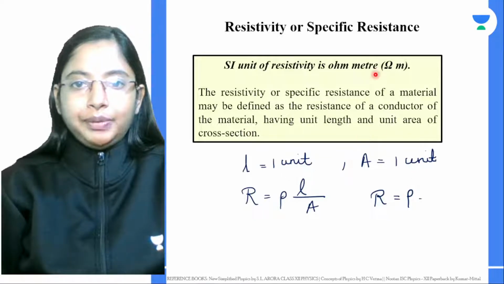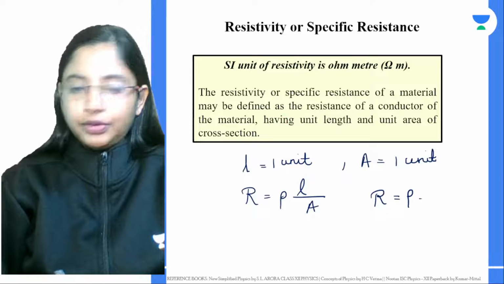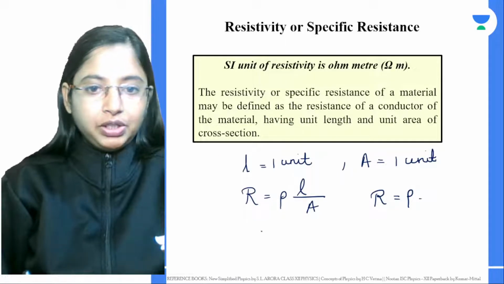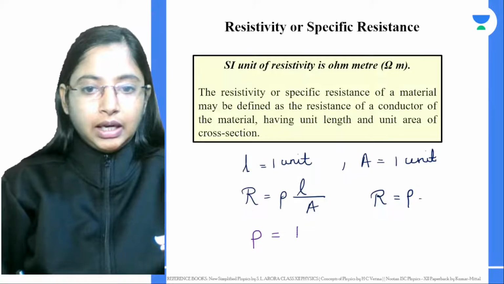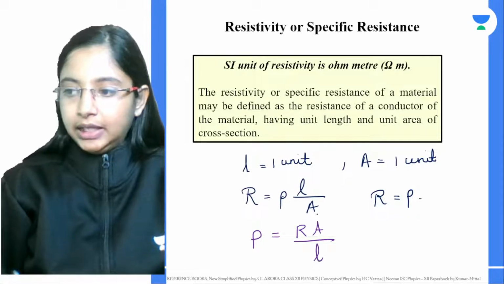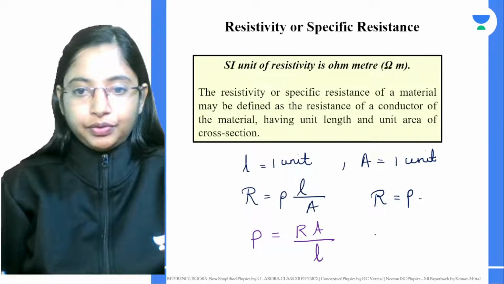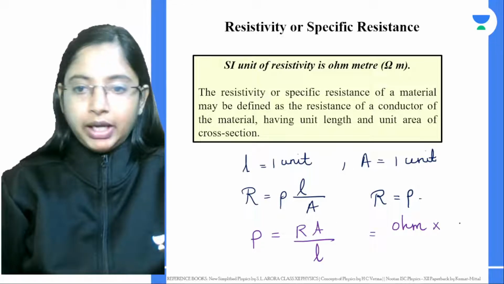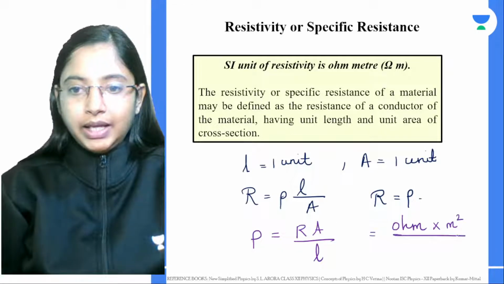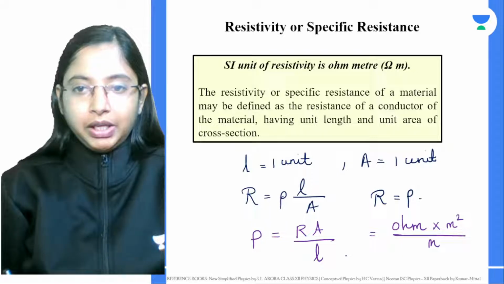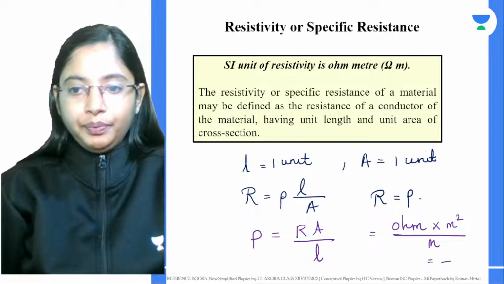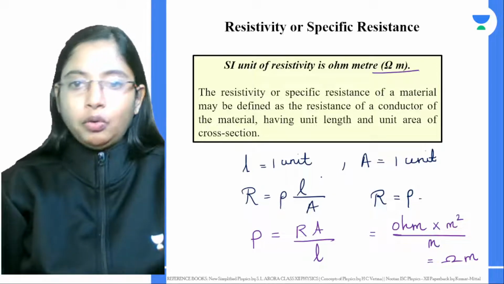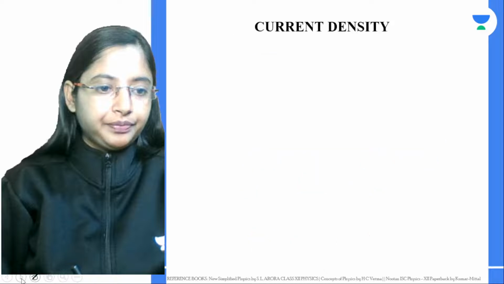Now what will be the SI unit of resistivity? It's very simple to find. From here, rho will be equal to R into A by L. For the SI unit of rho, resistance is given by ohm, area is given by meter square, and length is given by meter. From here you get the SI unit as ohm meter. Ohm meter is the SI unit of resistivity.